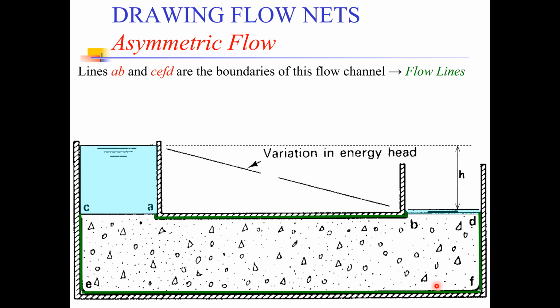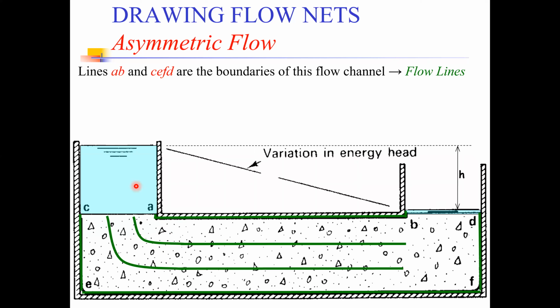Now, how can we draw the rest of the flow lines? The rest of the flow lines would be relatively simple. So we can simply fill in lines between the two extreme flow lines. We can fill in some lines between the two extreme flow lines which follow a similar path, something like this. They represent the flow lines through this structure.